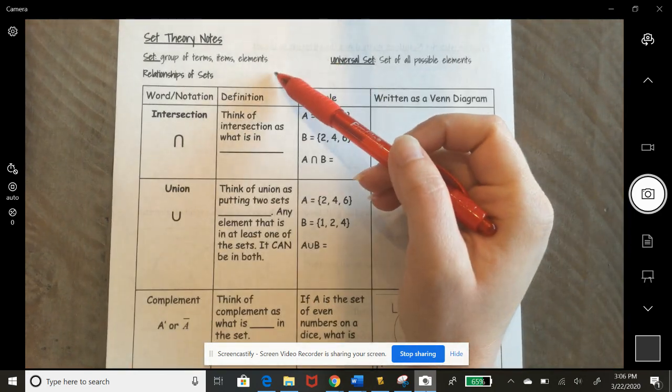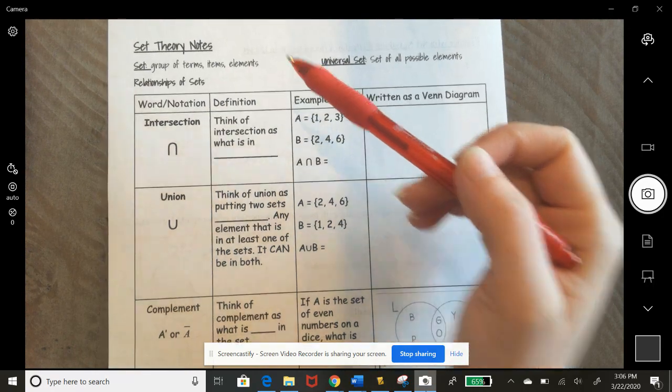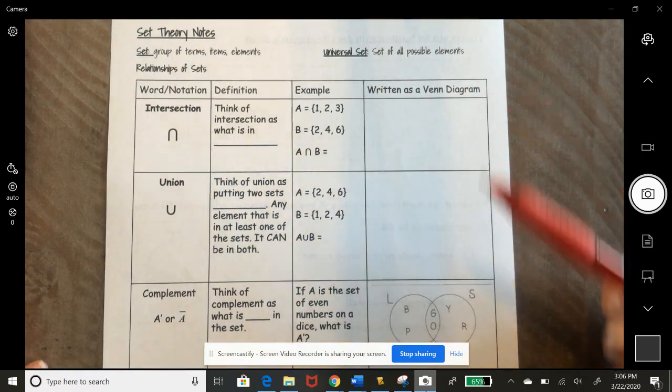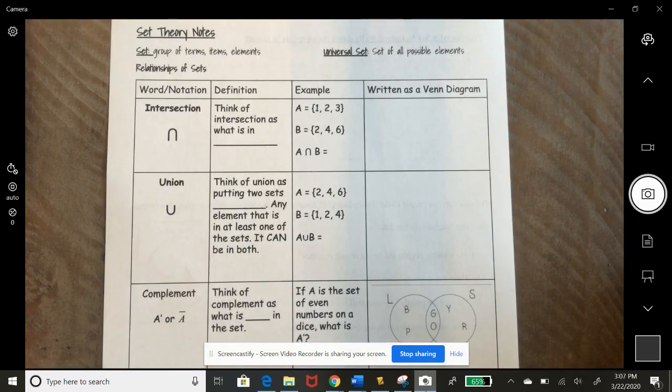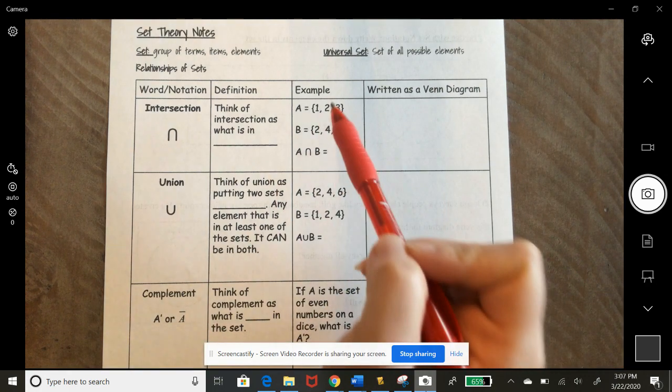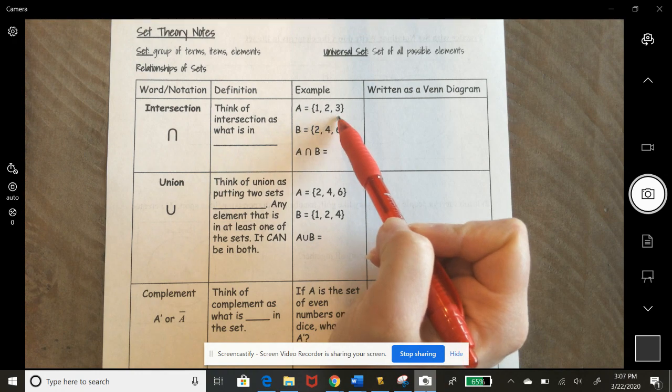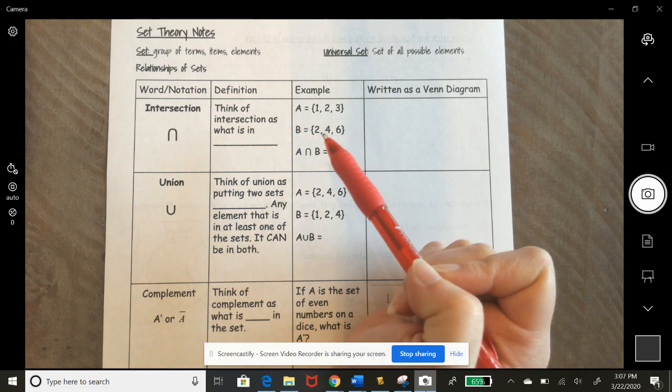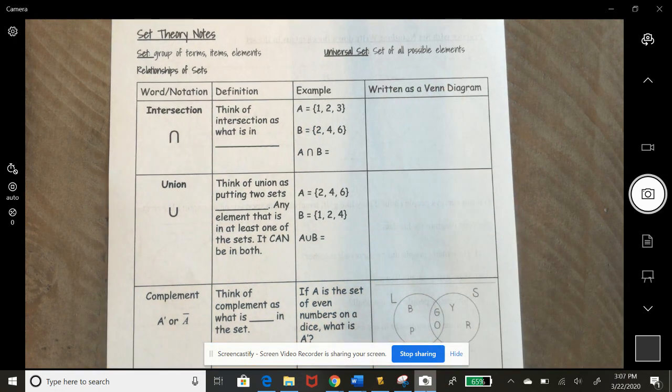But first, we just need to know what a set is. So a set is basically just a group. It can be of terms, items, elements. We call the items elements in the set. So like these are the elements of set A, 1, 2, and 3. Okay, universal set would be a set of all possible elements. And we'll get more into that later, but I just wanted to throw that out there to start with.